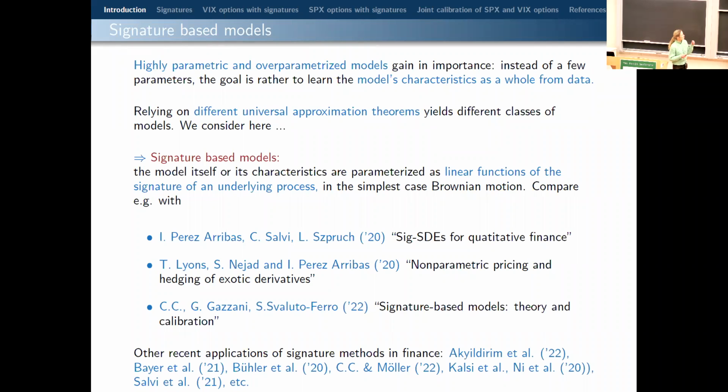And we have another paper together with Guido and Sara on signature-based models, but there we only considered pricing and calibration to SPX options. Signature methods have become very popular in mathematical finance recently, and here is a list of papers that contributed to this literature. It's certainly not exhaustive because it's growing a lot, and I'm sorry if I forgot somebody.